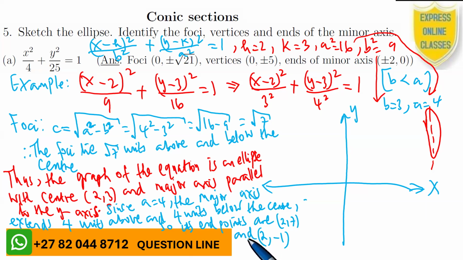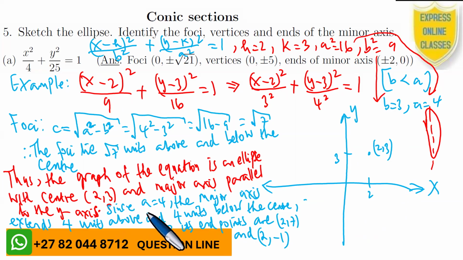Okay, let us analyze this graph here. So what is the center? The center is 2, 3. X is 2 and then Y is 3. So the center is this one, 2, 3.